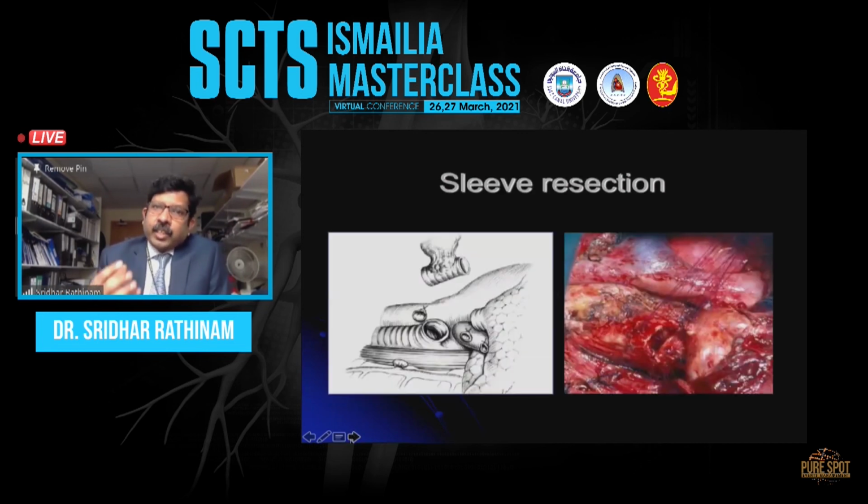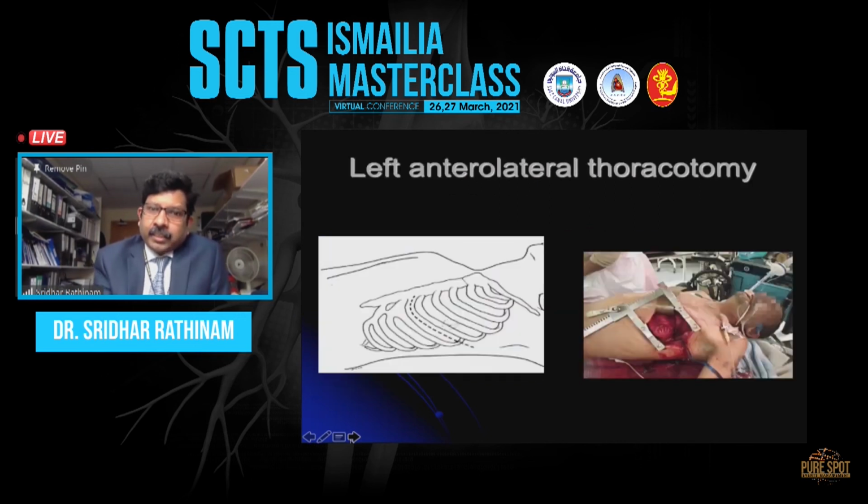Sleeve resection, wherein the tumor is in a junction where you can take the main part of it and re-anastomose. So this is a right upper lobe tumor where the right upper lobe is removed and we re-anastomose it as we see in the slide.